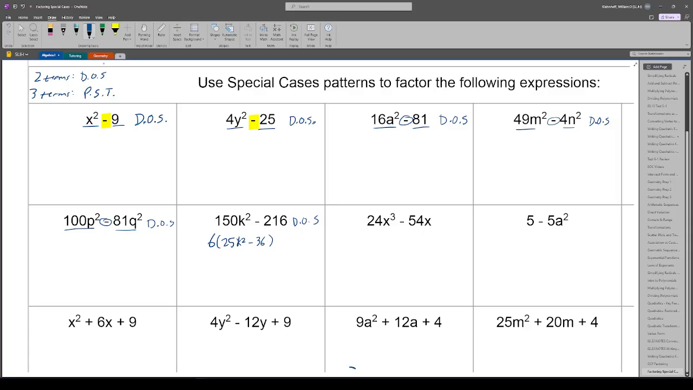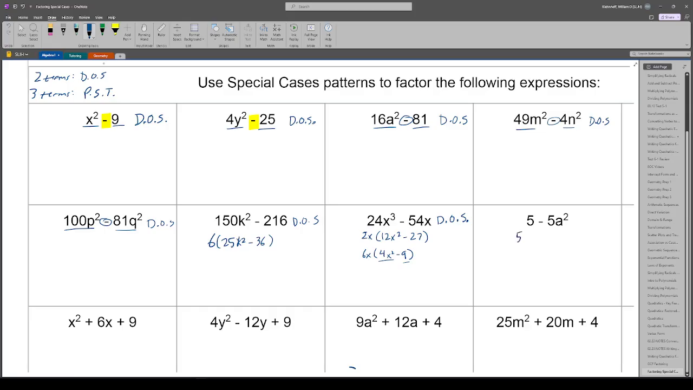This one, they're both even. They look like they're both divisible by 2 at least. Let's just do 2 and x. So divide out 2x, we're left with 12x squared minus 27. Oh, those are both divisible by 3. So we could change this to 6x, and we get 4x squared minus 9, and there's our difference of squares. So once we've divided out 6x, we're left with 2x times 2x minus 3 times 3.